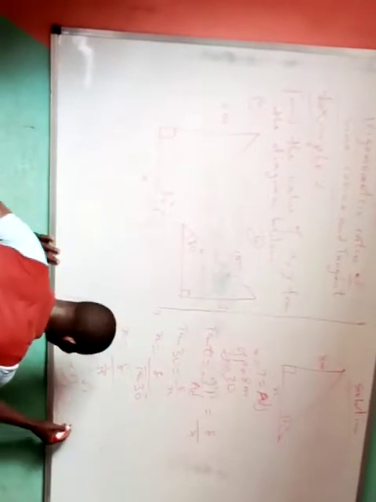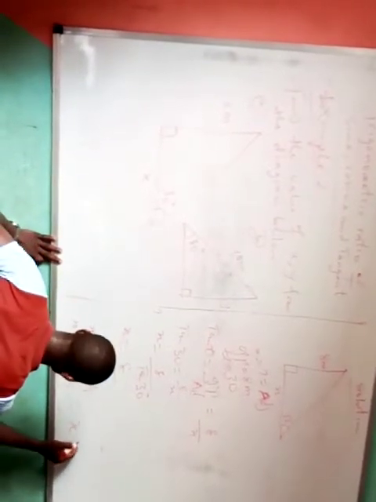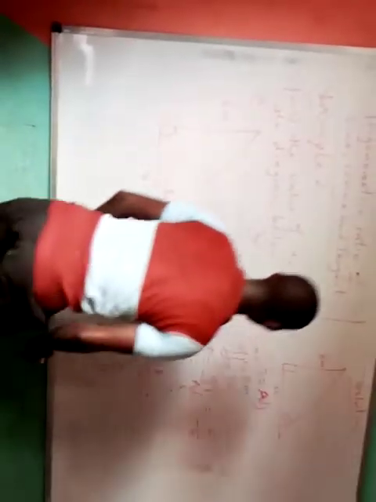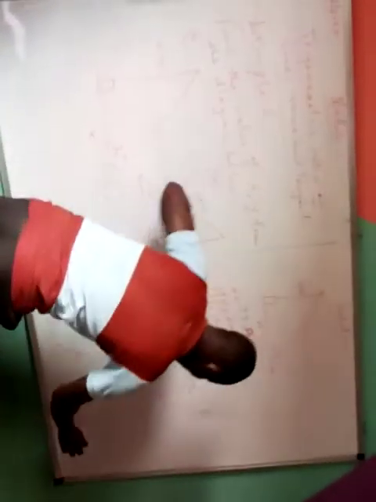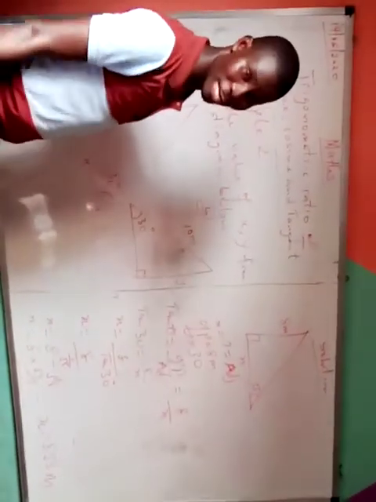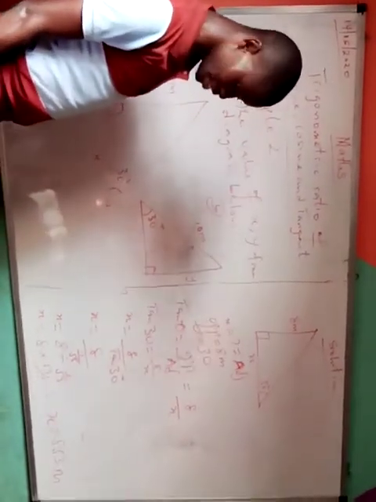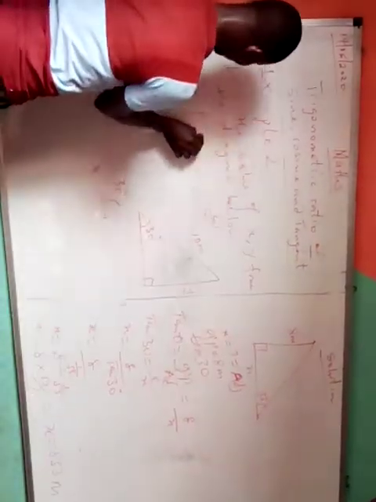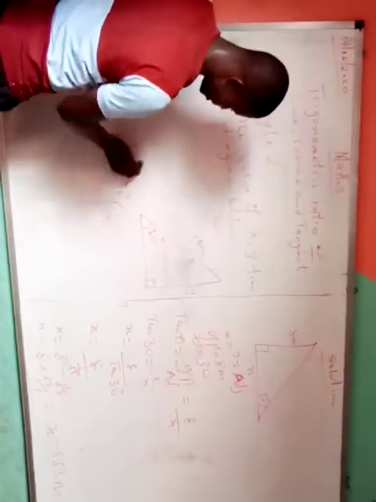So the final answer is going to be what? X is equal to 8 root 3. Now, don't forget that we are using meters. So you put the unit there: 8 root 3 meters. So let's quickly solve the last one before we call it a day.